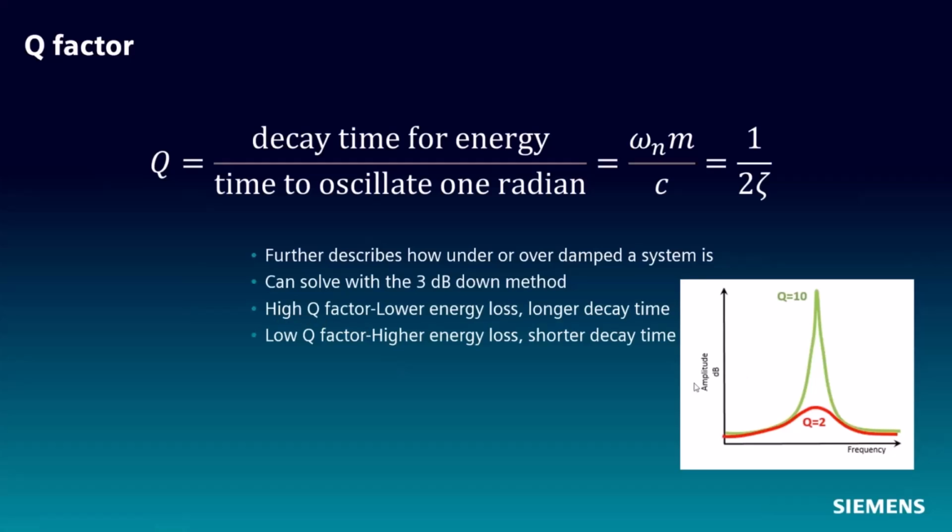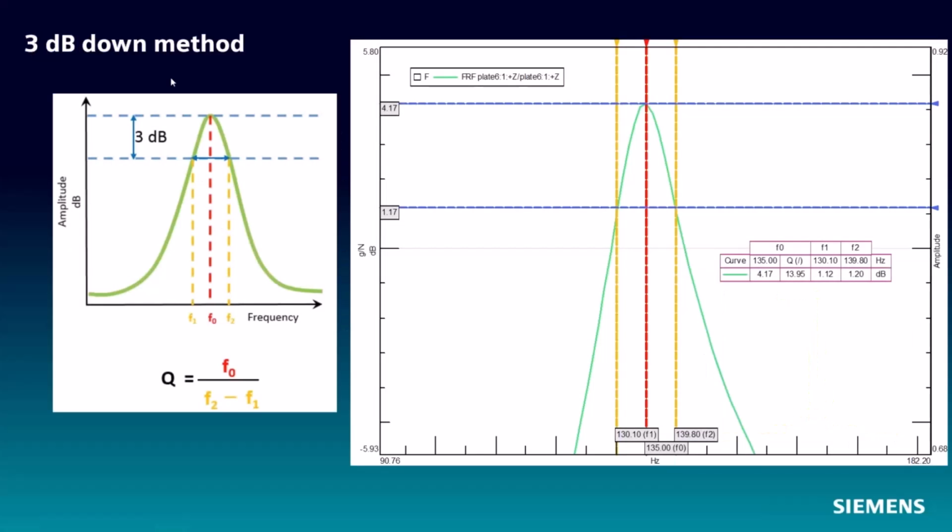But basically, the higher the Q factor is, the lower the energy loss, and the lower the Q factor is, the higher the energy loss. The 3 dB down method, or half power method as it's sometimes called, 3 dB down is half the power of the peak. What we're looking at with this half power method is the ratio between the resonant frequency and the width of the peak.